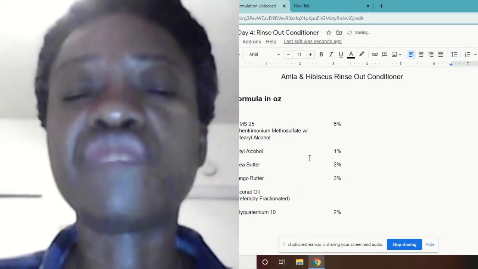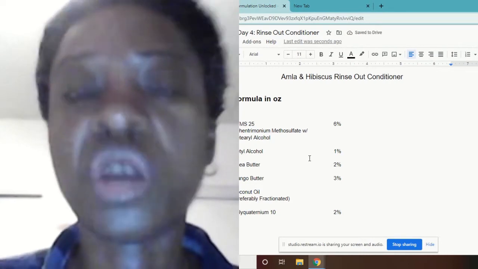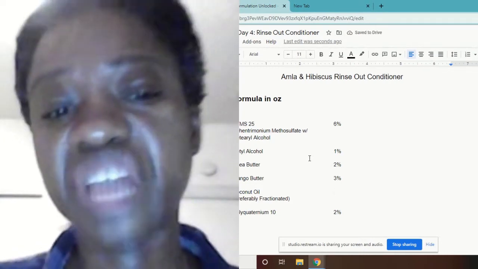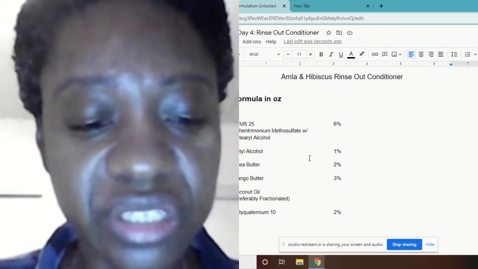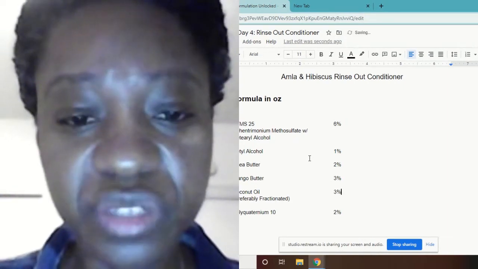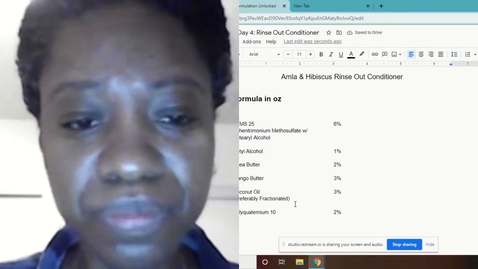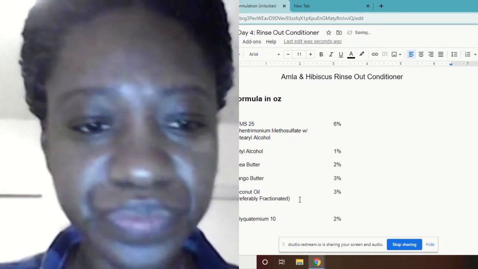But because this is a rinse out product and people are probably washing their hair with hot water in the shower, it's probably not a big deal, right? So let's just say 3%. It's also very inexpensive, so we like that part too.